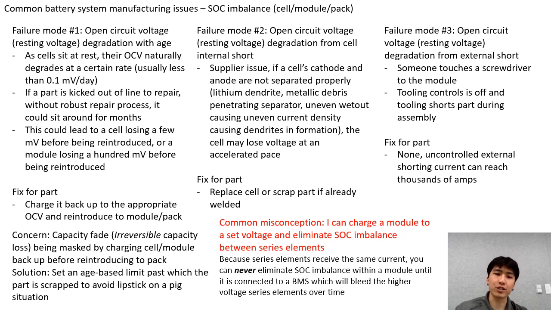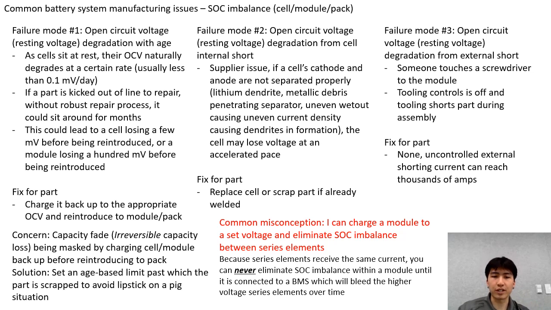But the problem is you can actually mask this by charging the cell or module back up to the correct OCV before reintroducing it to the module or pack. And the reason why is because let's say you have a cell that's 1,000 days old, and now the cell's total capacity is only 3.8 amp hours, whereas a brand new cell's capacity is 4 amp hours. So you can actually charge a new cell and a very, very old cell up to the same OCV, and they will look the same instantaneously. But actually, the one that's at 3.8 amp hours has much less capacity.